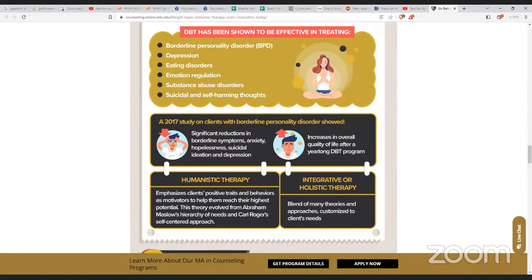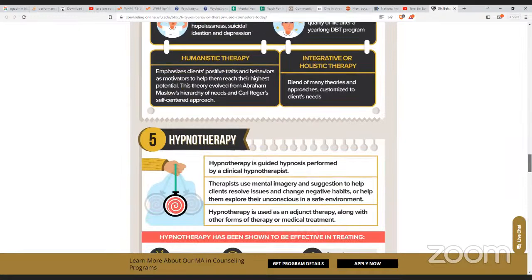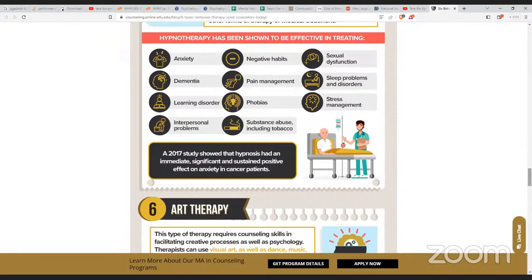Okay, and then there is humanistic and holistic therapy. Then hypnotherapy. Hypnotherapy is hypnosis. A 2017 study showed that hypnosis had an immediate, significant, and sustained positive effect on anxiety in cancer patients.